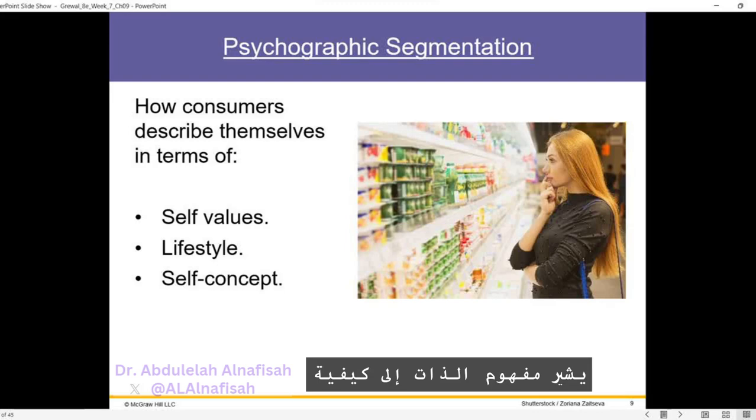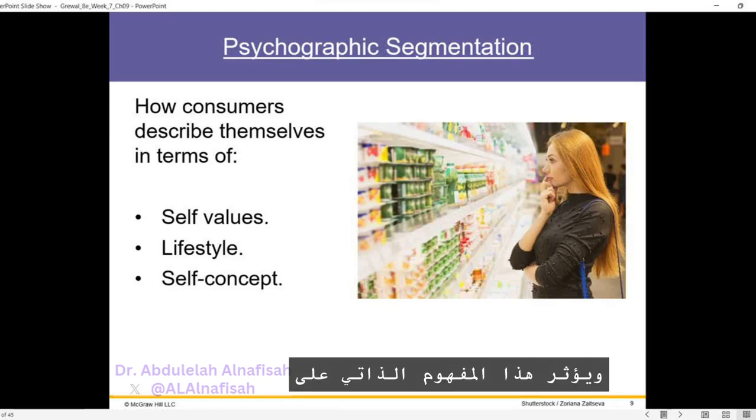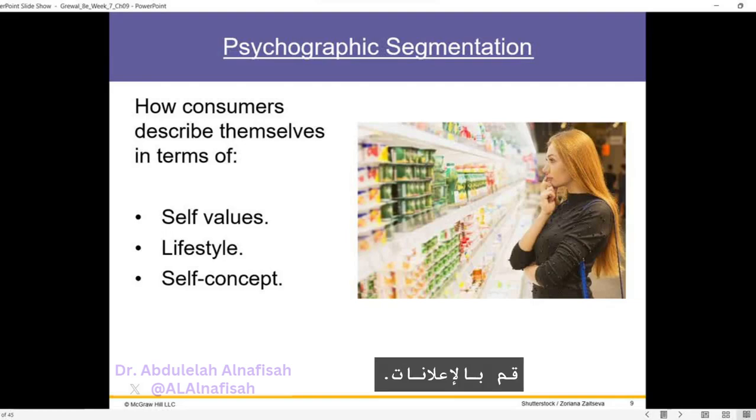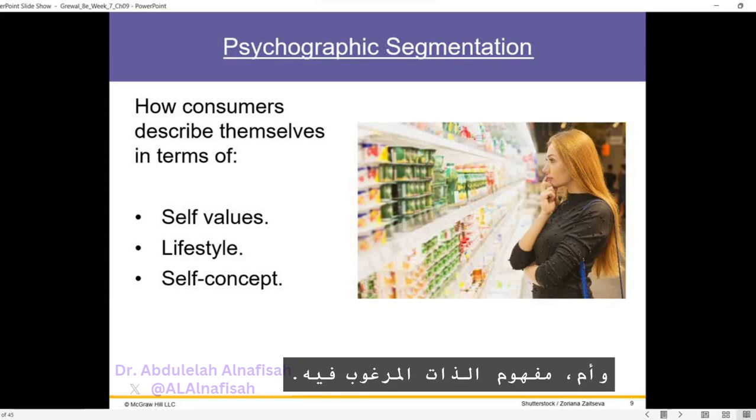Self-concept refers to how individuals perceive themselves, or their self-image. This self-concept influences their choices and behaviors. For example, if someone wants to be seen as good-looking or beautiful, advertisements for beauty products may feature attractive models to create an association between the product and the desired self-concept.